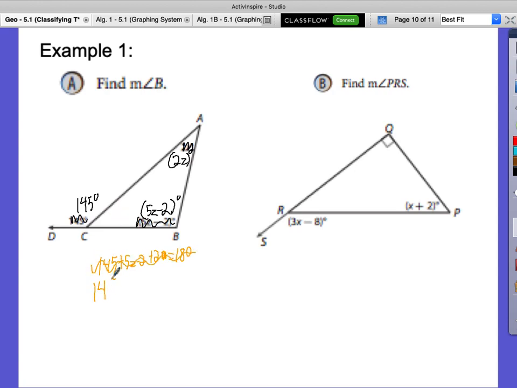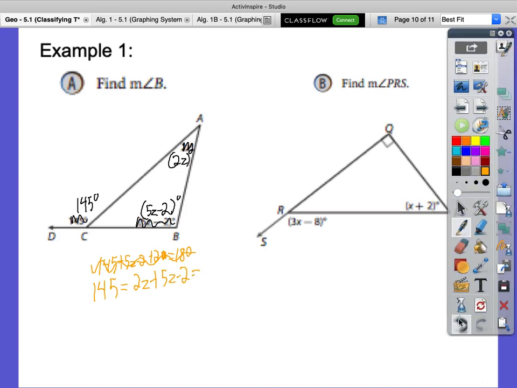So we can do 145 equals, what did you say, Graydon? 2z plus 5z. If we add the two remote interior angles and set them equal to the exterior, that works. Okay, I want you guys to go ahead and solve this, and then we're finding the measure of angle B. So, grand scheme, we're finding the measure of angle B. You actually don't have to raise your hand this time.